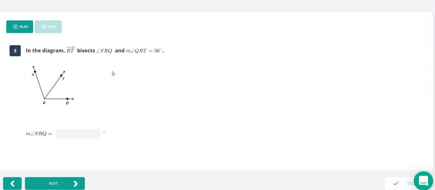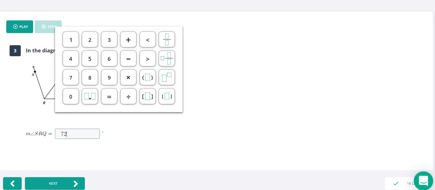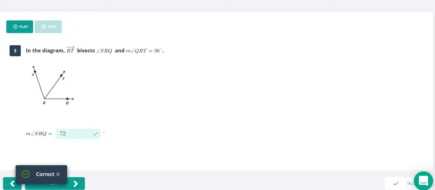For number 3, it says that QRT is 36. So here's QRT, it's this angle here. If this is 36, if this line bisects the whole thing, that means it cuts it in half. So that means if this side is 36, this side is also 36. They want us to tell them what is SRQ. So SRQ, that's the whole thing. So if this one's 36 and this one's 36, then together they are 72. Just it's 36 plus 36.